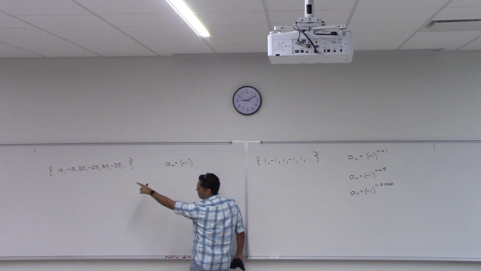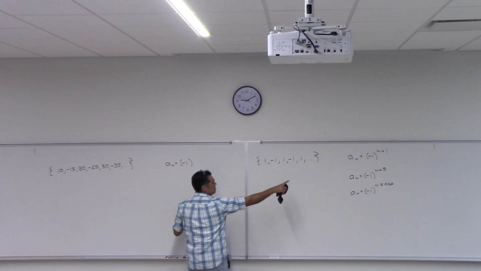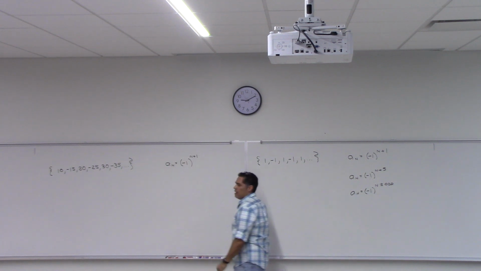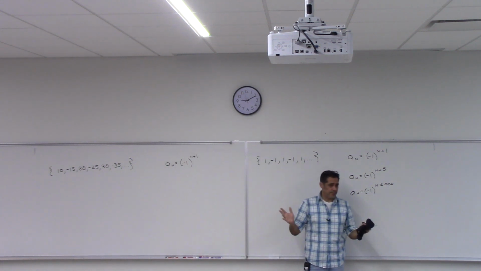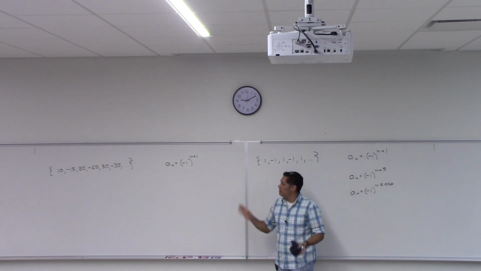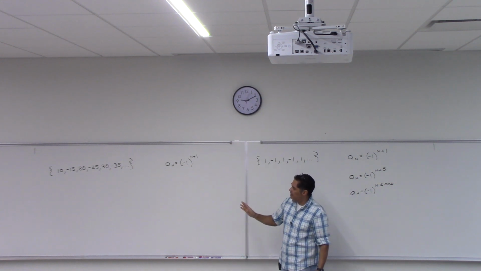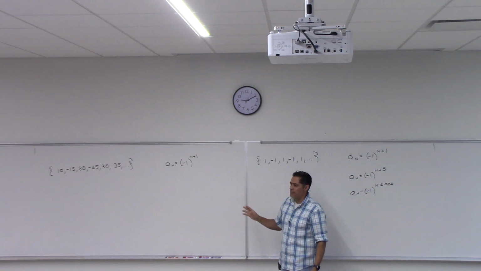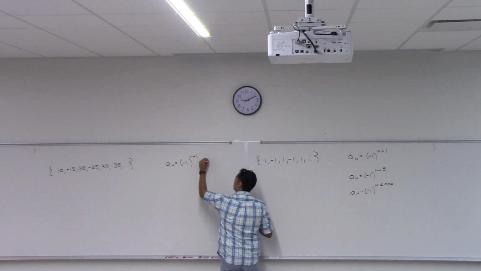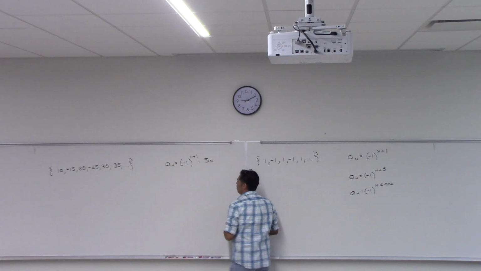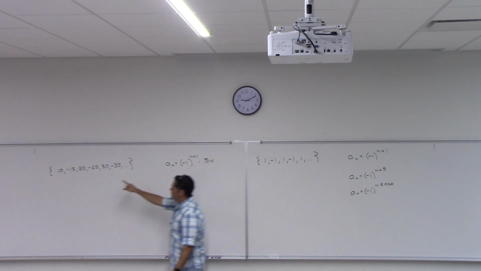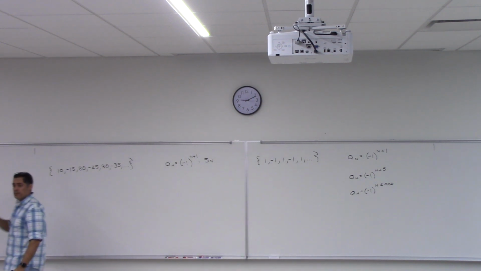I need to start positive, right? So I'm going to use this. I just do n+1 here. That takes care of the alternating. Now I can focus my attention on just the numbers. 10, 15, 20, 25, 30, 35. They keep going up by 5, right? So I just do times 5n. Now hold on, will that work? If I plug in 1, I'm going to get 5, right? I need 10, so I need to do what?